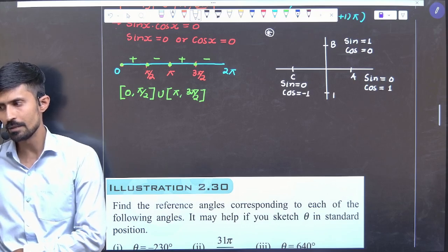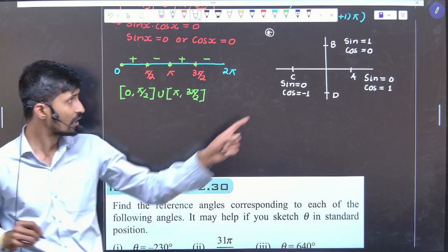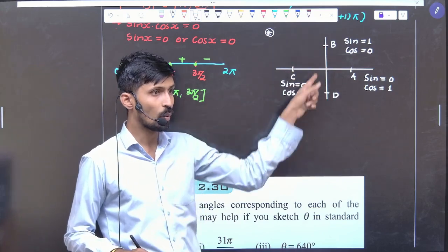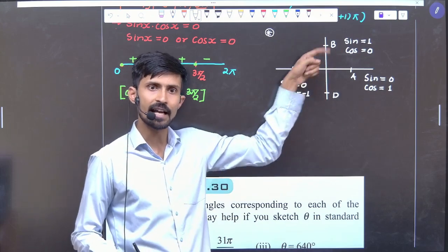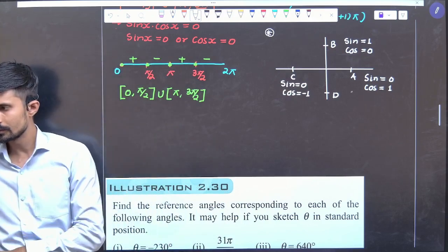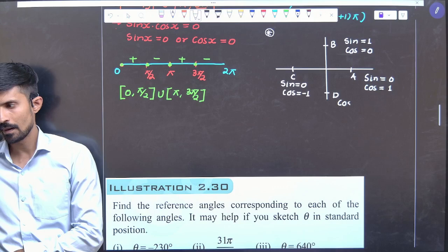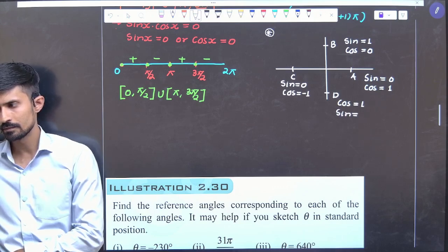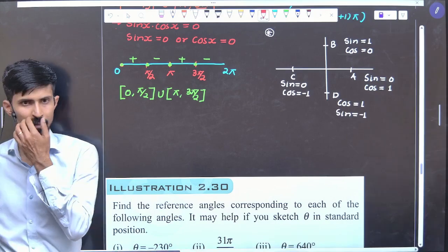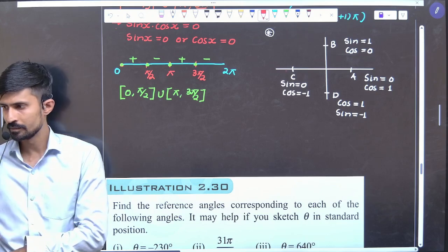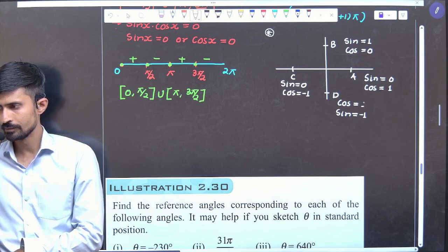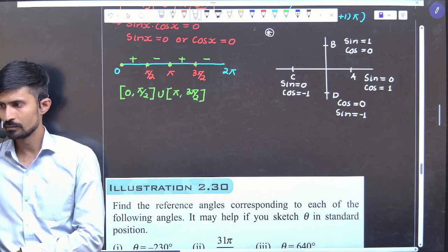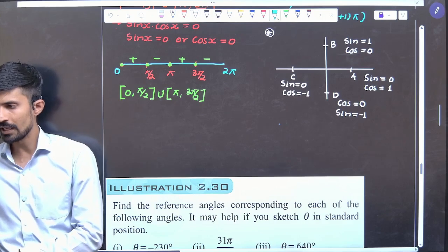Now this is D point. See here, 0 will not change. 1 will change to minus 1. So cos 0 is here. Here also cos will be 0. Sine will become minus 1. Now here, see this.